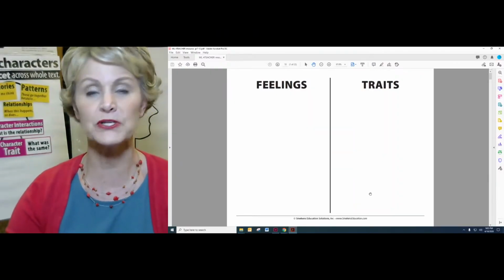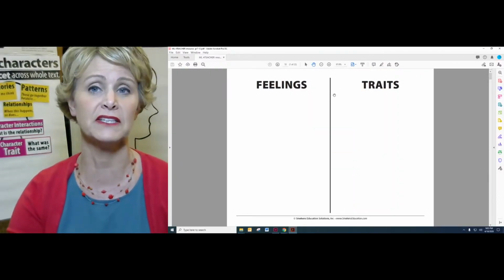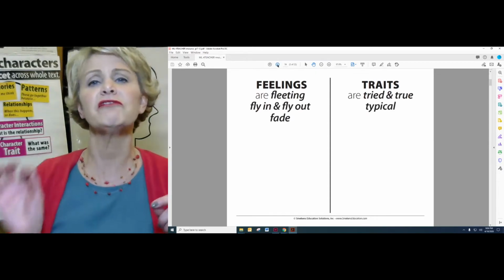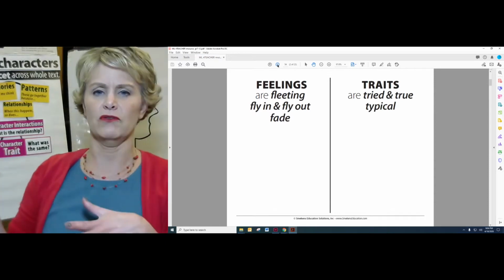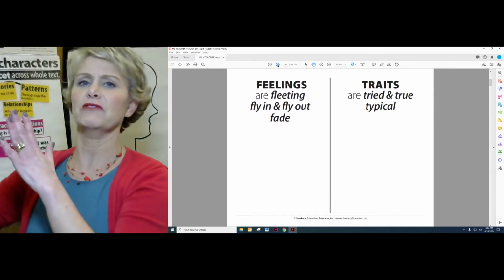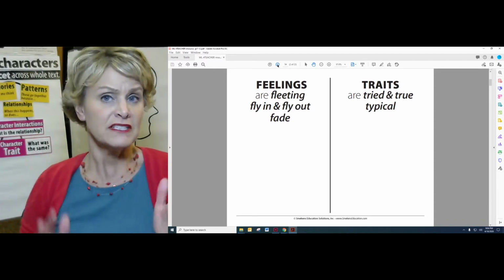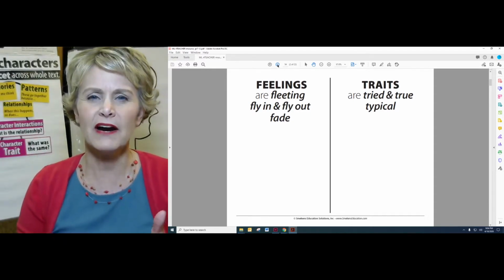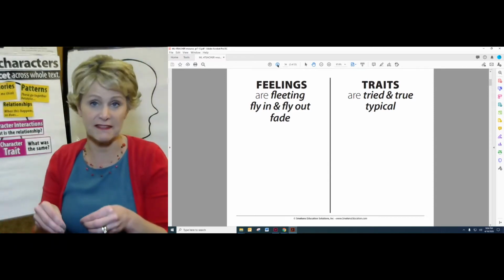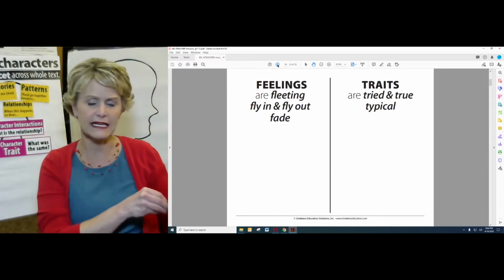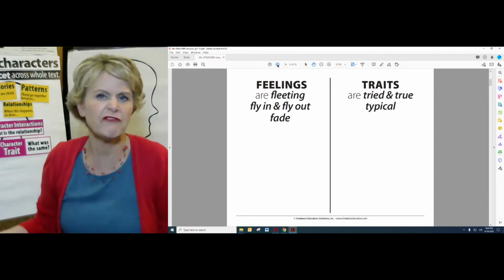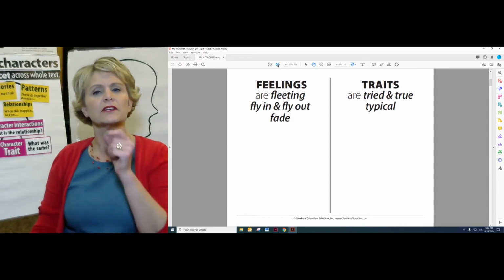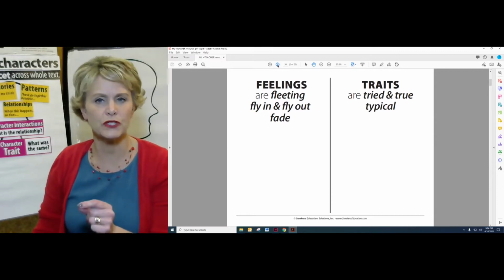Okay, when we talk about personality or character traits versus feelings, one of the things to know is feelings are fleeting. They come and go. They fly in, they fly out, they fade. See all those sounds to help you try to remember? Feelings are very temporary, all right? A character can feel happy on this page and then be crying on the next page, all right? It's a feeling. That is not a trait. Traits are tried and true.